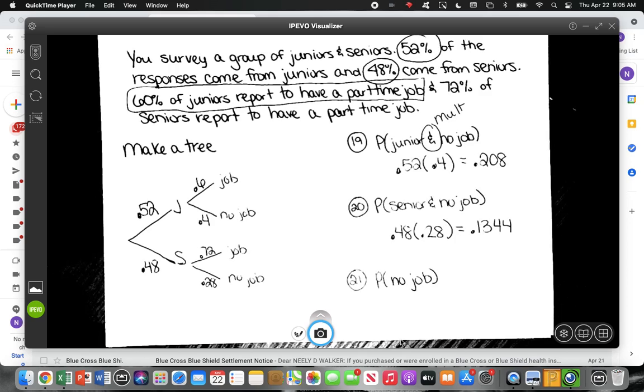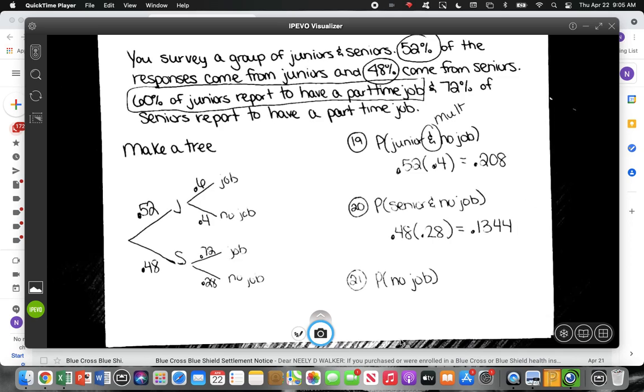All right, now this is the one that not very many people got right whenever I looked through. I just found out this number that you found here was juniors with no job, right? And this is seniors with no job. So if I just want the probability of anybody without a job, what am I going to do to those two numbers?